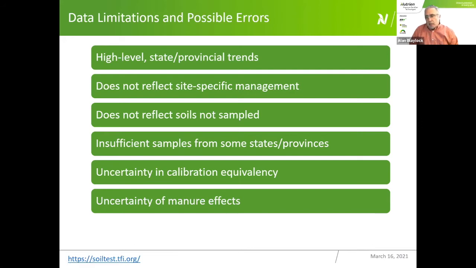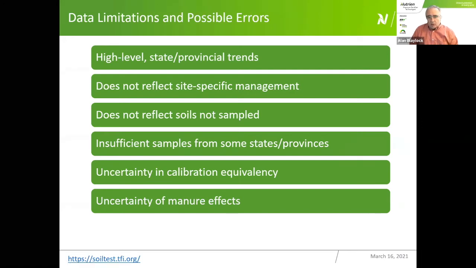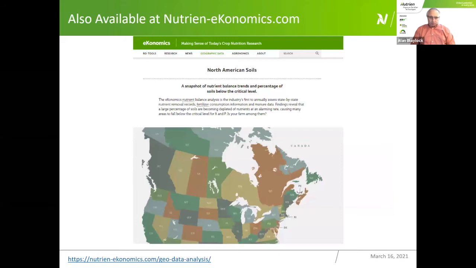So that's the data we're going to be looking at. Recognize that there are some limitations. Most importantly, recognize that these are high-level trends and not site-specific evaluations of soil test levels. So they give us some indications of what is happening in the world of nutrient management, but they don't give us specific recommendations. So please don't interpret it to mean that.